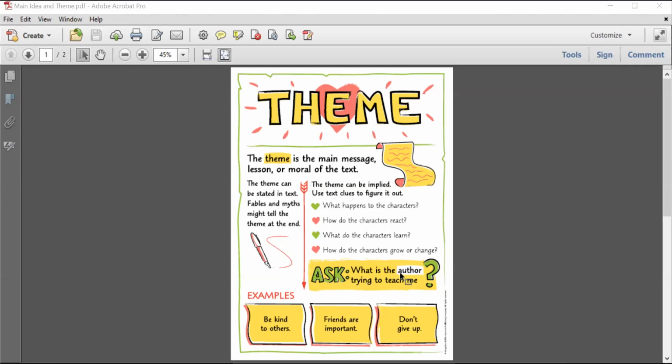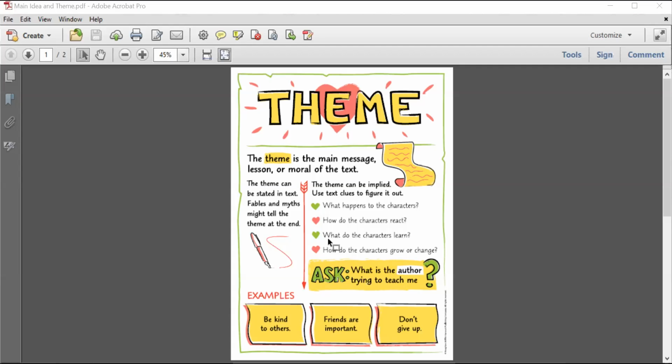Now, that being said, theme is usually only in books or texts that tell a story. So meaning that there's characters, setting, problem, conflict and resolution, or problem and solution to the problem. That's fiction. Or you could even have a true story about someone's life that still has all of these things and could still have a theme. But theme is usually in text that tell us a story.